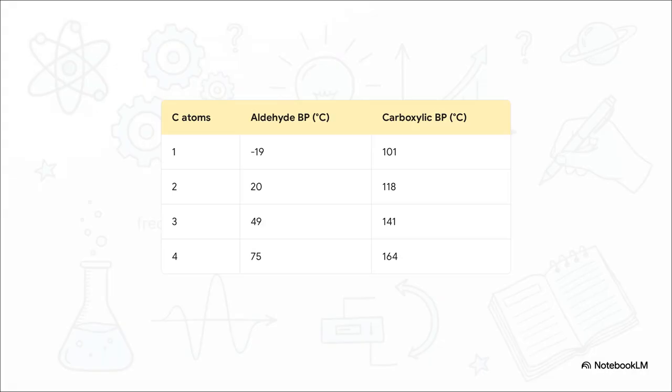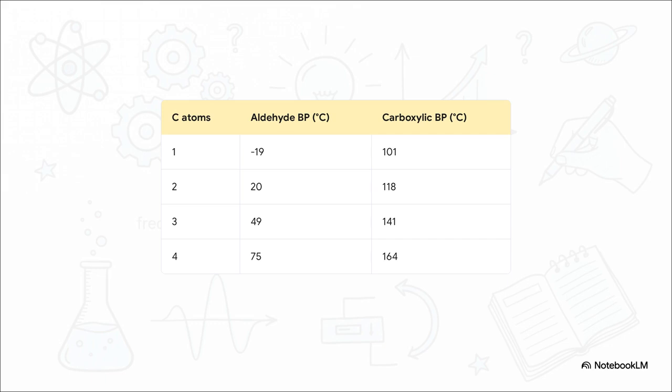Now check out this data pulled straight from a past paper comparing aldehydes and carboxylic acids. You can see a super clear trend here, right? Notice how the boiling point just shoots up as the carbon chain gets longer in both groups? Why does that happen? Well, as the chain length increases, the surface area of the molecule increases, which leads to stronger intermolecular forces, specifically London forces.